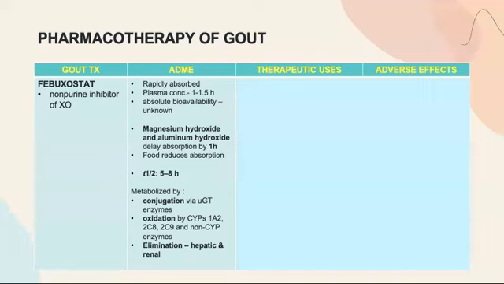Febuxostat is rapidly absorbed with maximum plasma concentrations. Febuxostat is a non-purine inhibitor of xanthine oxidase. The absolute bioavailability is unknown, and magnesium hydroxide and aluminum hydroxide delay absorption by 1 hour. Food reduces absorption slightly. Febuxostat's half-life is 5 to 8 hours. This is extensively metabolized by both conjugation through UGT enzymes and oxidation by CYPs and non-CYP enzymes, and has elimination by both hepatic and renal pathways. Mild to moderate renal or hepatic impairment does not affect its elimination kinetics relevantly.